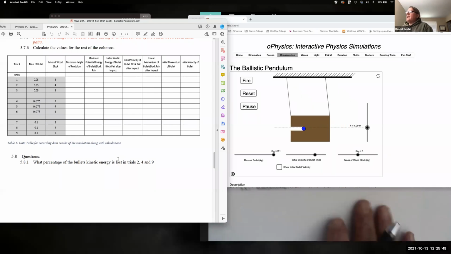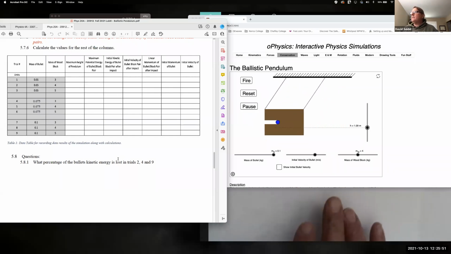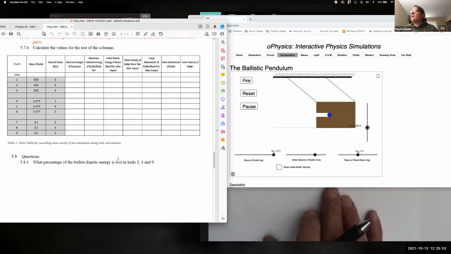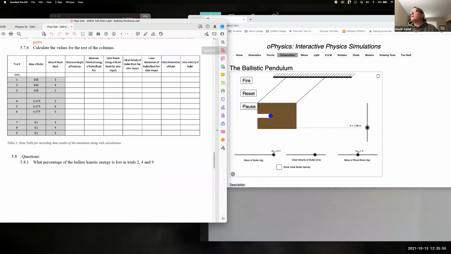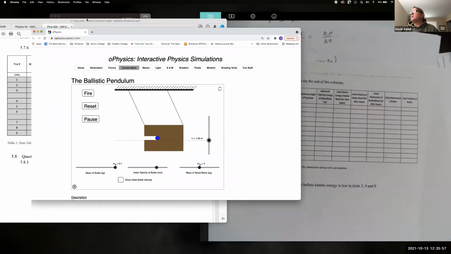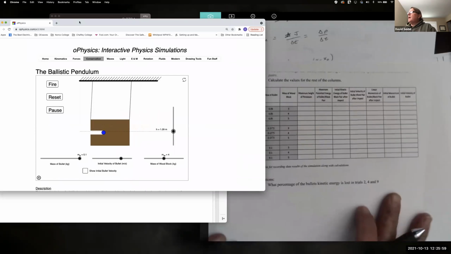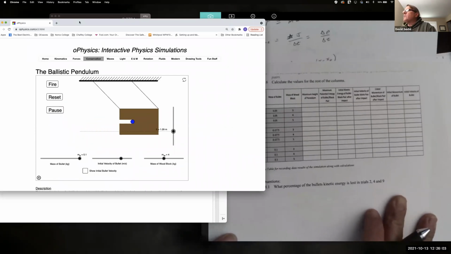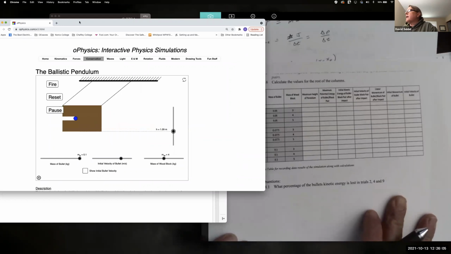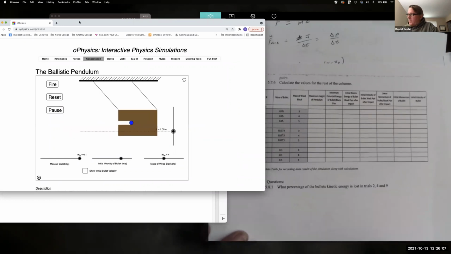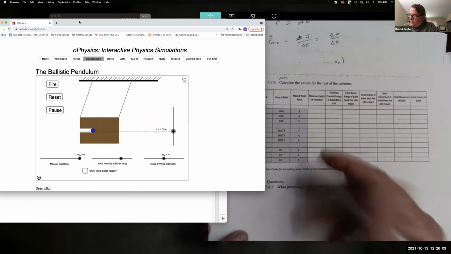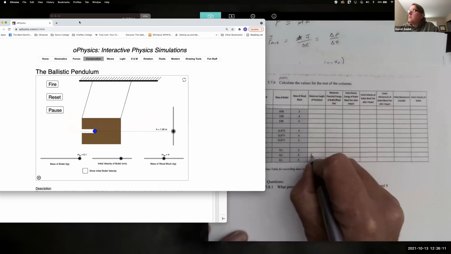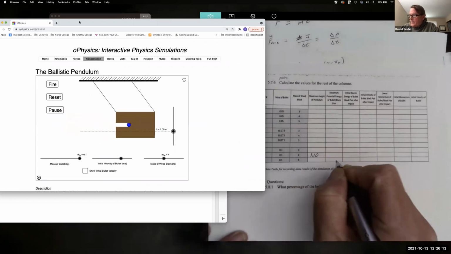So I'm doing line 8 here. Okay, so I'm going to take this over to this side, and I'm saying it's 1.10. 1.11 looked a little too high, 1.09 looked a little too low. So I'm going to say it's 1.10. That's in meters.